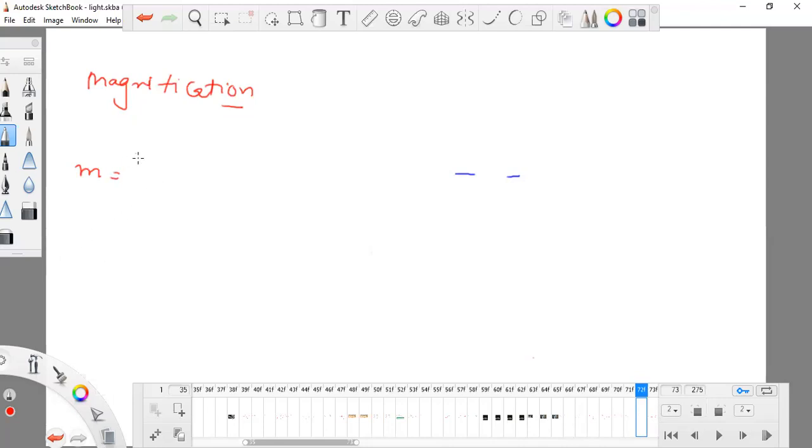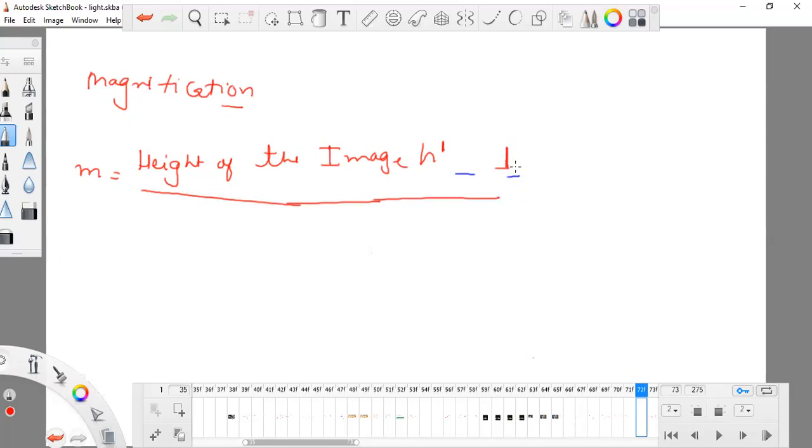So M is known as magnification, the height of the image, that is h hash. The height of the image is known as h hash. You can also write I. Some teachers tell you to write I. And the height of the object will be h. Some teachers told you to write O, so that is not a big deal.